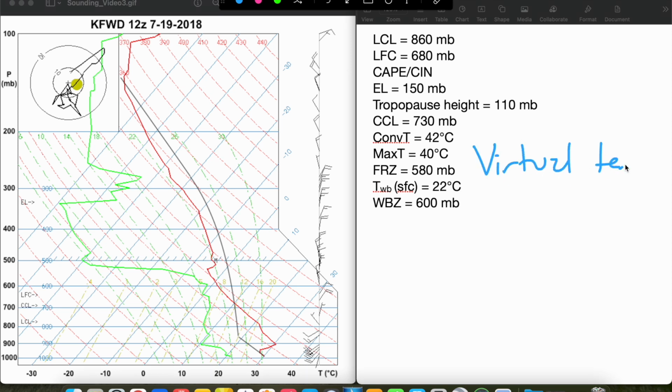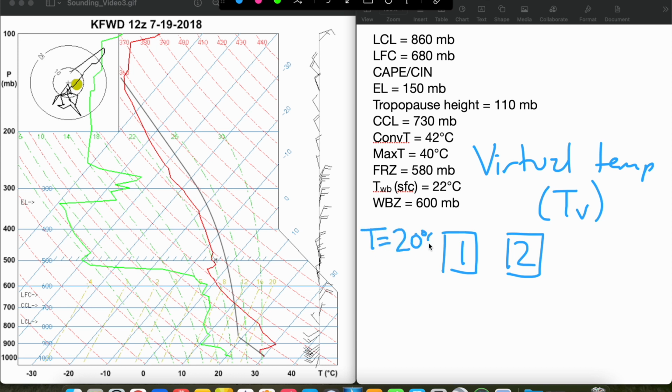And virtual temperature, abbreviated as T sub V, is the temperature at which a parcel of dry air would have the same density as a parcel of moist air at a constant pressure. So let's say we have two different parcels here, parcel 1 and parcel 2, and let's say their temperatures are the same. Let's say they are both 20 degrees Celsius. But let's say parcel 1 is dry, it has no moisture in it, and that parcel 2 is full of moisture, full of water vapor.